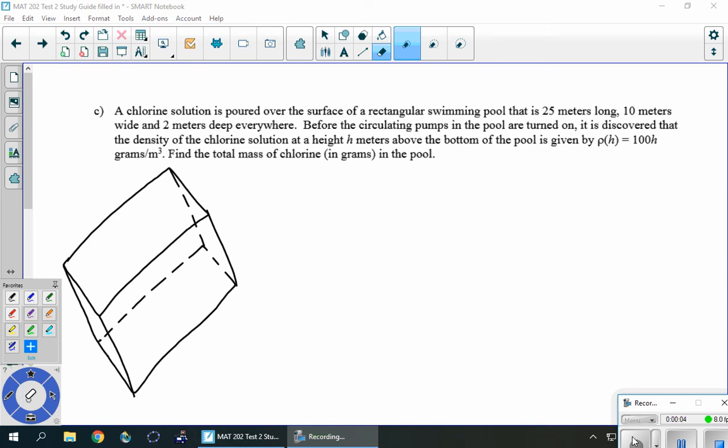A chlorine solution is poured over the surface of a rectangular swimming pool that is 25 meters long, 10 meters wide, and 2 meters deep everywhere. Before the circulating pumps in the pool are turned on, it is discovered that the density of the chlorine solution at a height h meters above the bottom of the pool is given by rho of h equals 100h grams per cubic meter. Find the total mass of chlorine in grams in the pool.